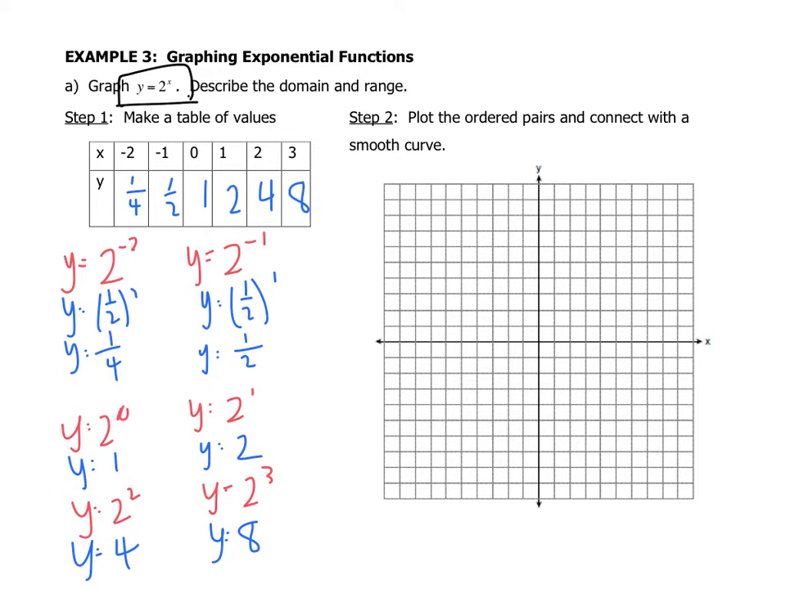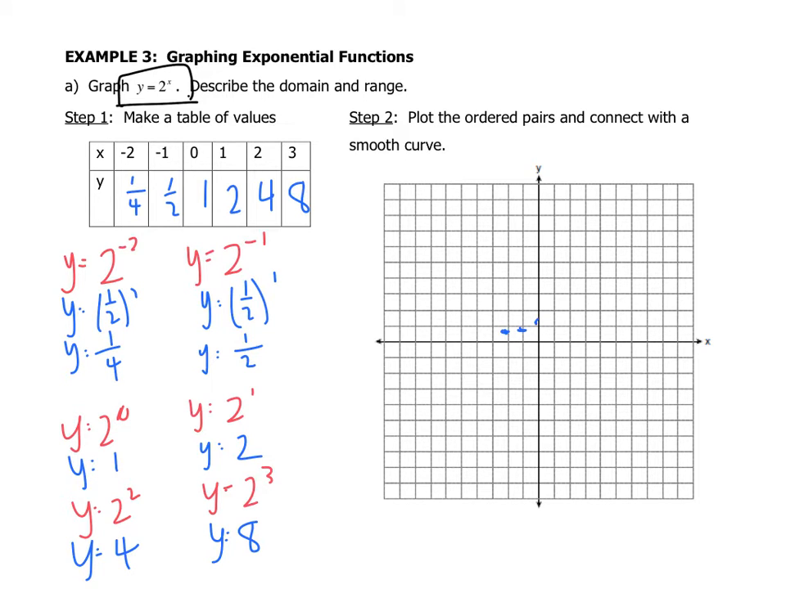So now you plot your points. -2, comma 1/4, -1, comma 1/2, 0, 1, etc. Now estimate where your points were. Obviously you can't exactly get at 1/4, but you can approximate where you think it is. So -2, 1/4 is pretty close to the x-axis. So I'll plot it right there. -1, 1/2 is about here.